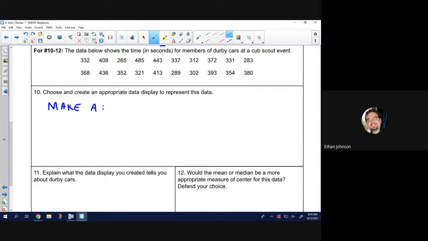So it's going to be make a box plot, or histogram, or a dot plot. It all depends on what you feel more comfortable with.